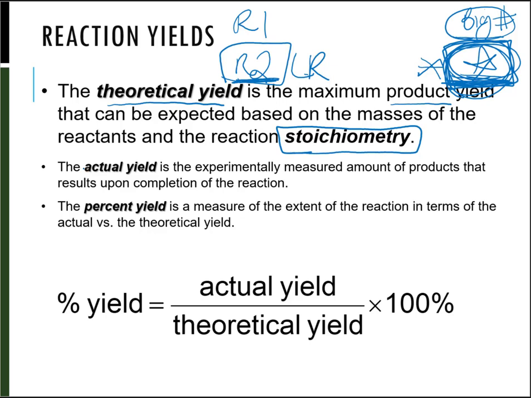Now, actual yield is when we are doing the experiment in lab and we actually measure how much product was gathered at the completion of the reaction. So actual yield is in the lab, how much did you actually measure? Theoretical is doing stoichiometry to figure out theoretically how much could we get. And then percent yield is the measure of the extent of the reactions by taking actual divided by theoretical and timesing that by 100%.